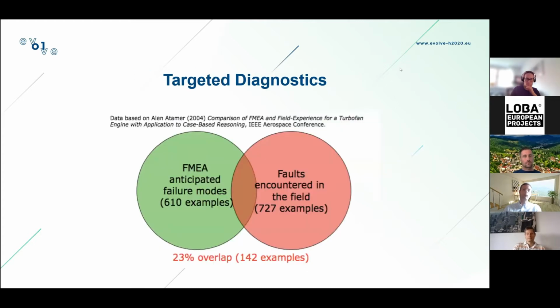As an example, I wanted to give you an example of a turbofan engine in the aerospace industry. In the case of this specific engine, the design engineers that designed the engine defined 610 different failure modes. On the other hand, during the first 2 years of operation of those engines, 727 different faults happened. The worrying thing is that just 142 of those actual faults that happened in the field were those that were anticipated upfront, which is just 23%. This shows that there is definitely a need for a different system of diagnostics to be in place.